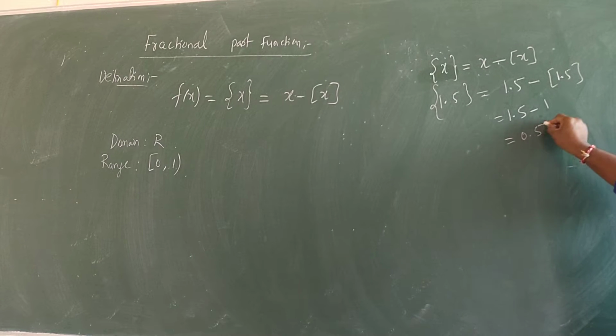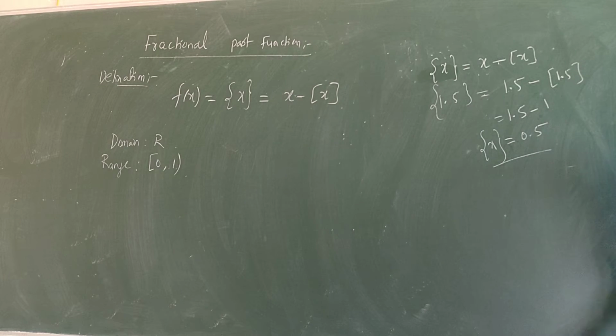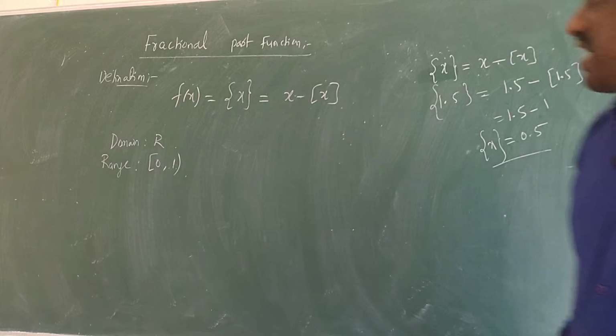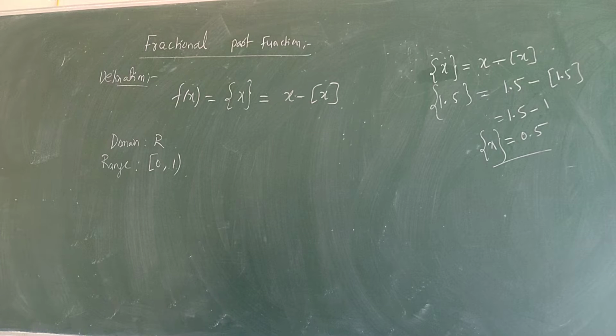This is what a fractional part function is. This is the fractional part function. So number minus greatest integer is always called the fractional part of a function. So fractional part of a function we write as x minus greatest integer x. Fractional part of x we can write as x minus greatest integer x.